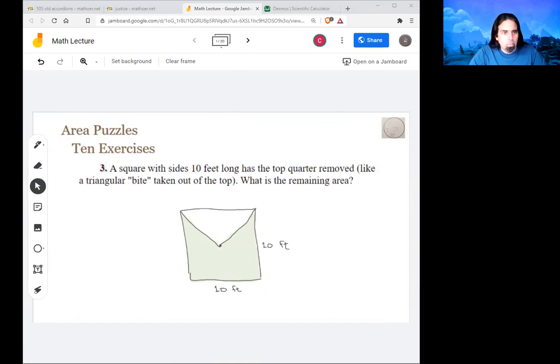Okay, so we have a square, the sides are 10 feet long. So maybe this is part of some playground game in an elementary school or something, pretty big square. And it has the top quarter removed, like a triangular bite that was taken out of the top. So what is the rest of the area? So how would we figure this out?